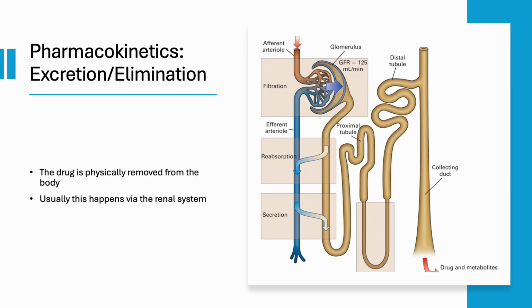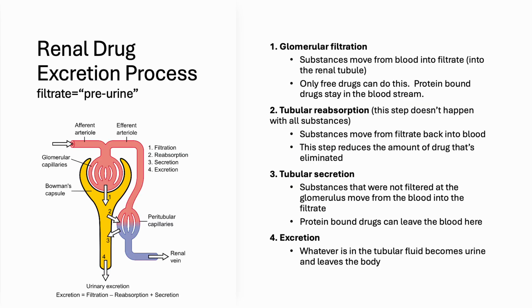And now we move to excretion and elimination, in which the drug is removed from the body. Usually this happens in the kidneys. Let's go through this step by step. The first thing you need to know to understand this slide is that filtrate, you can kind of think of filtrate as pre-urine. It's going to turn into urine. So things can go into the filtrate and things can come out of the filtrate depending on the body's needs. So this is the excretion process for drugs that are excreted renally.